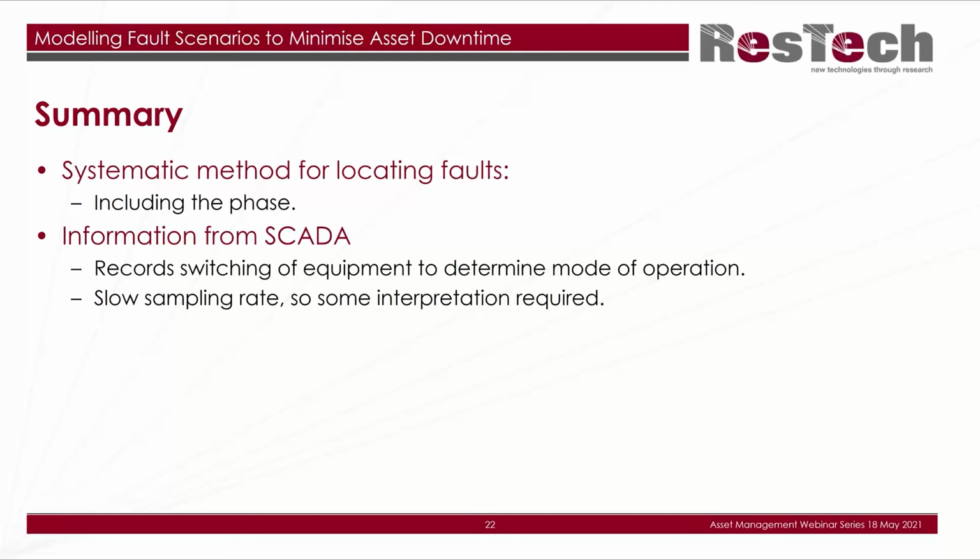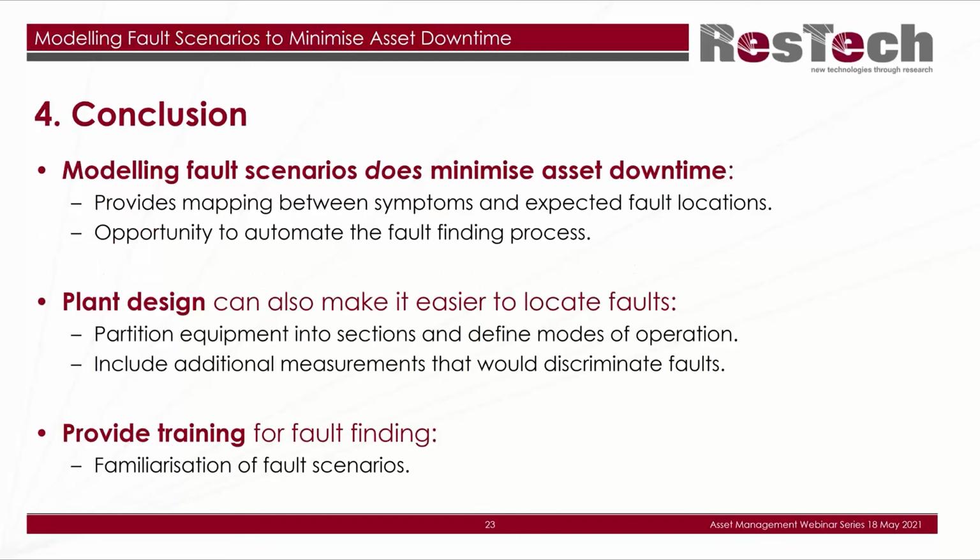So finally, if I can just summarize or conclude with this slide here, just to sort of go through what I presented. Modeling fault scenarios does minimize asset outage times, okay? And I hope I've demonstrated that by basically showing how easy it is to find a mapping between symptoms and expected fault locations. And this is all done just by looking up tables in a fault finding manual.